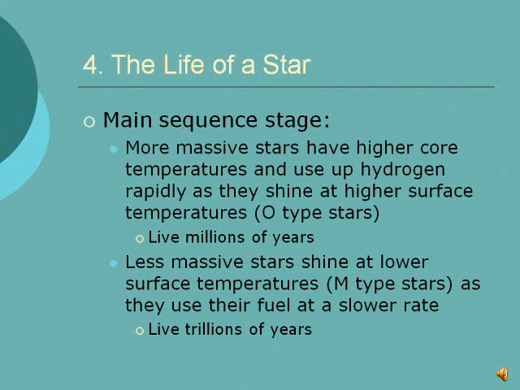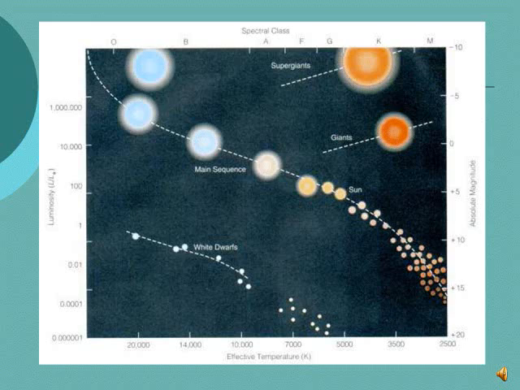The less massive stars shine at lower surface temperatures. These are M-type stars on the HR diagram, as they use their fuel at a slower rate. These types of stars live for trillions of years. This is another picture of the HR diagram showing you the main sequence, giants, supergiants, and white dwarfs.